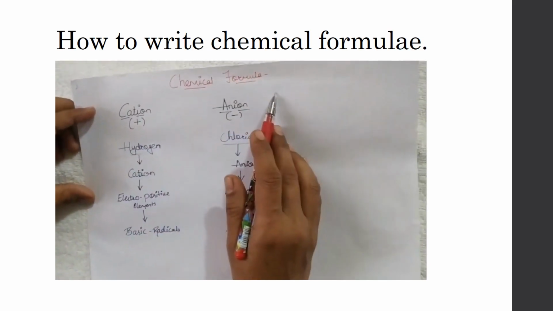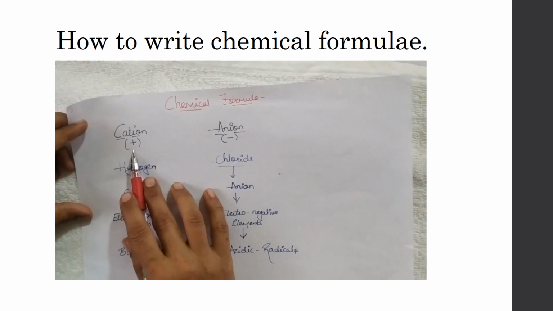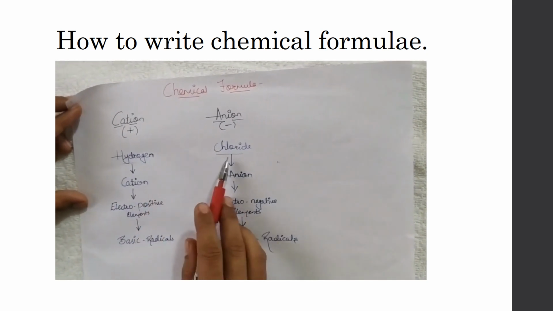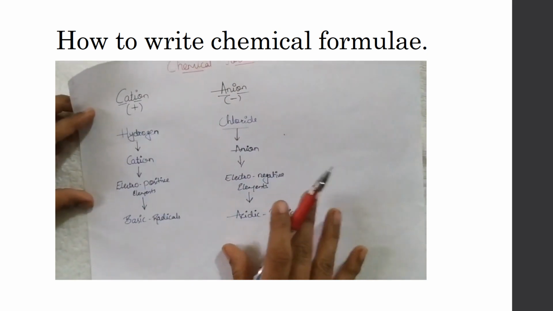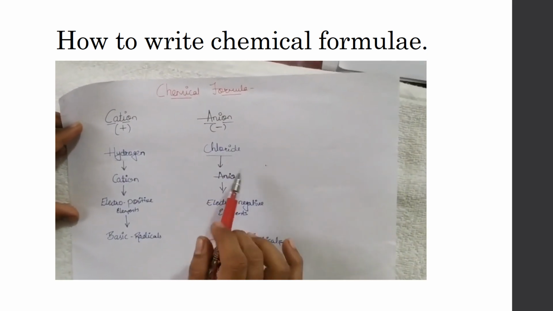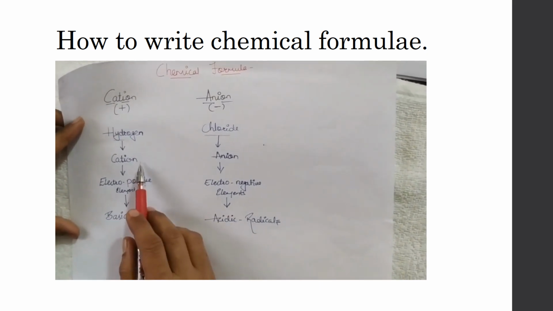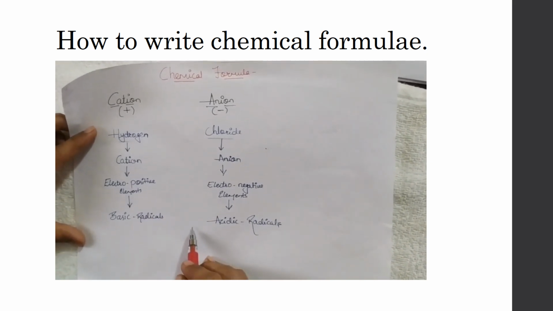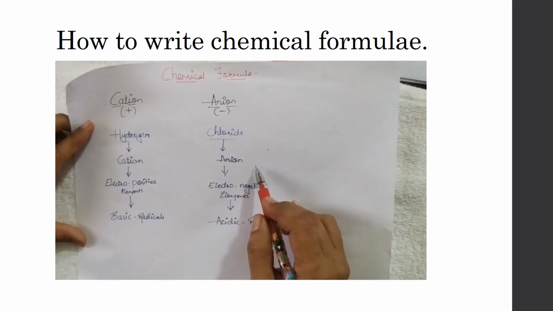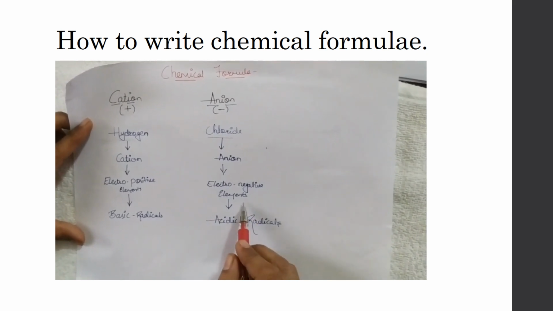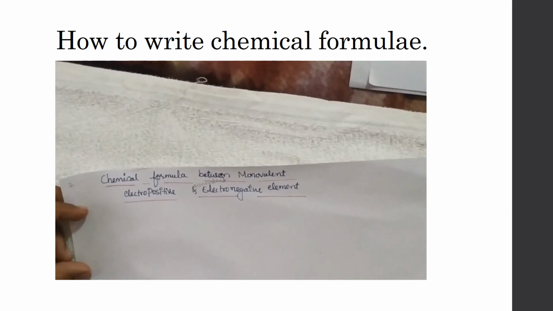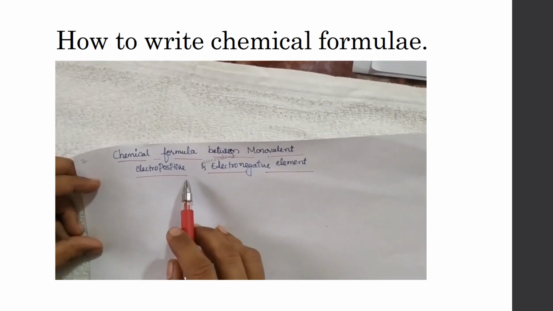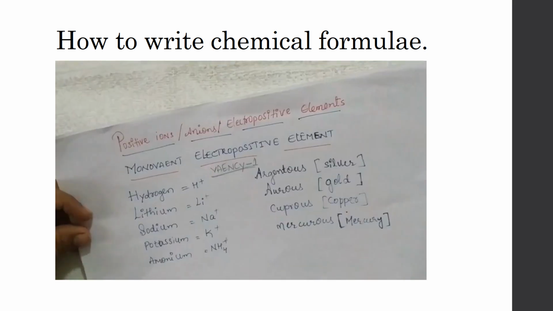Before writing chemical formulae, we need to know the cation and anion parts. Here we are taking the example hydrogen chloride. In this, we first find which is the cation part and which is the anion part. Hydrogen is the cation part, or electropositive element, or basic radical. Here chloride is the anion part, or electronegative element, or acidic radical. Next, the chemical formula between a monovalent electropositive and a monovalent electronegative element.